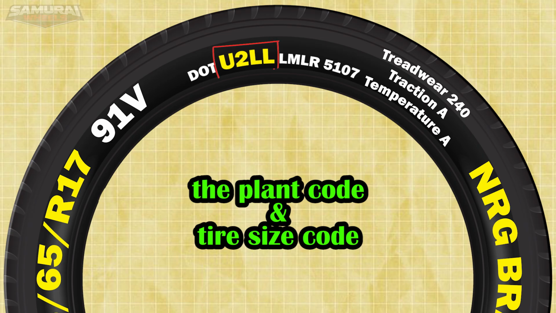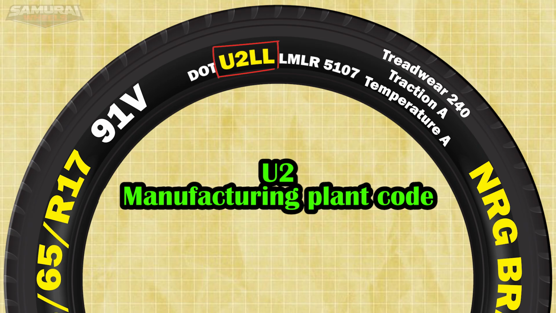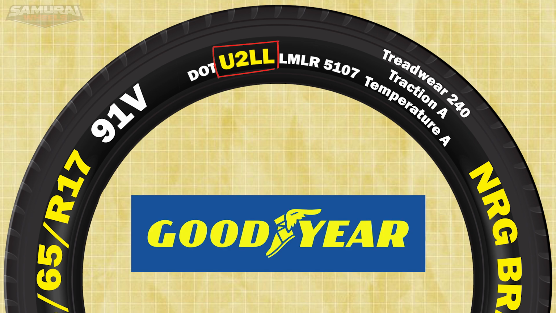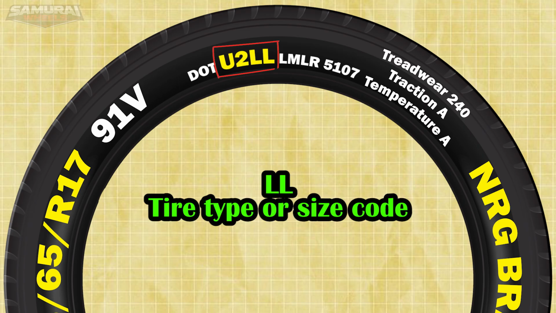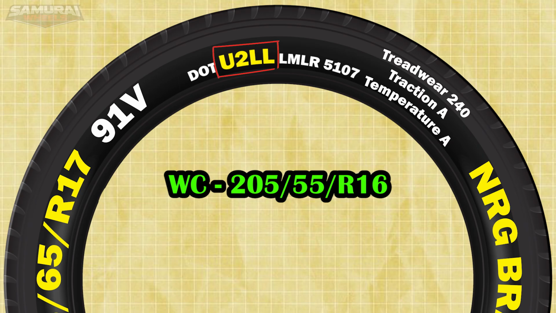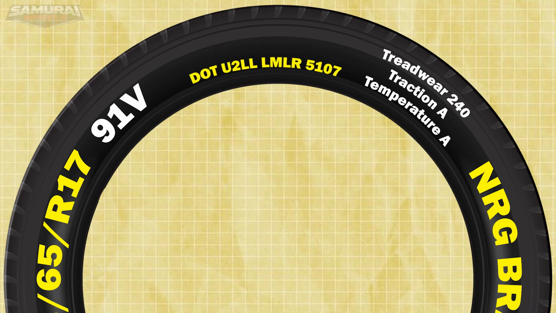U2LL is the plant code and tire size code. U2 is the manufacturing plant code, which tells where the tire was made. U2, for example, is Goodyear Tires Manufacturer USA. LL is the tire type or size code assigned by the manufacturer. For instance, the size code WC might correspond to the tire size 205/55R16. However, these size codes aren't standardized.